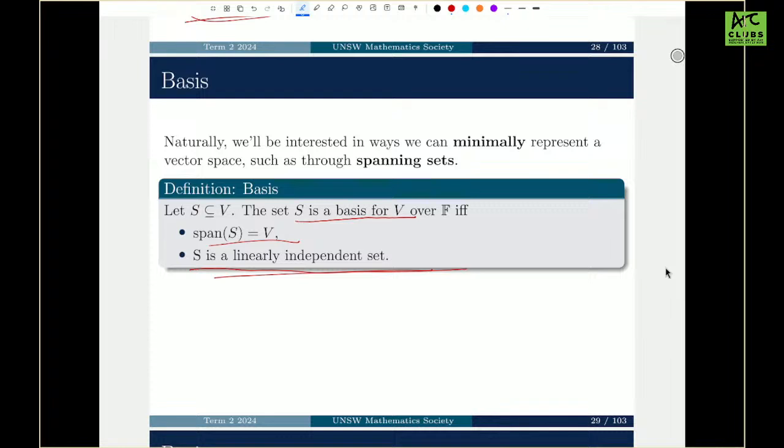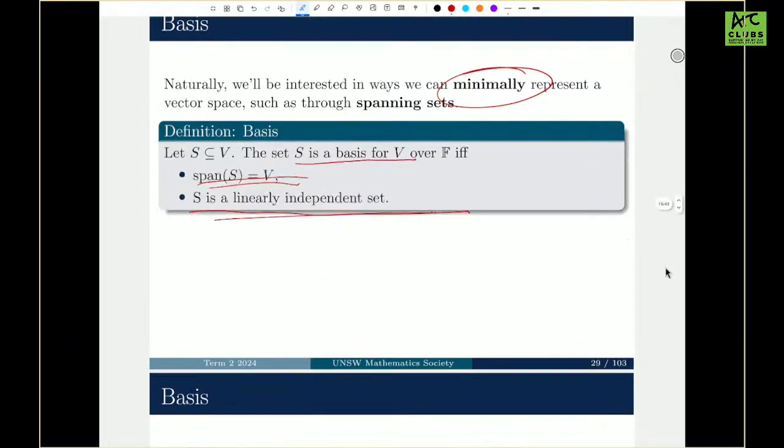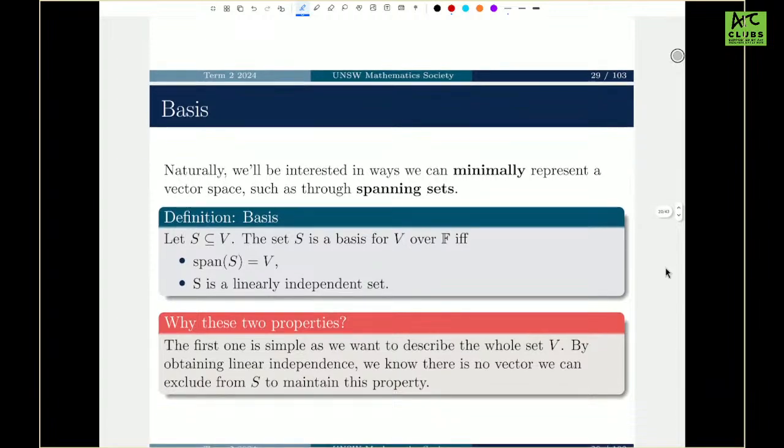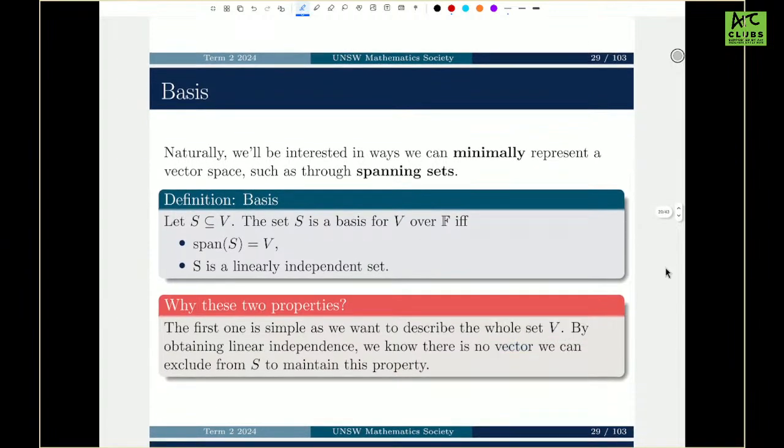Linear independence gets us this minimality thing. It means that we can't really remove a vector from S to make it smaller. And span S equals V just means we can represent any element of V as a linear combination of elements in S. Yes. And that's the same explanation here.